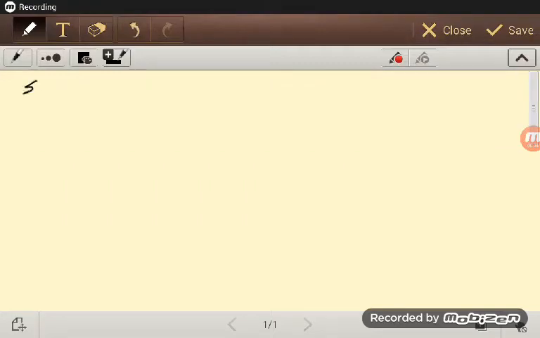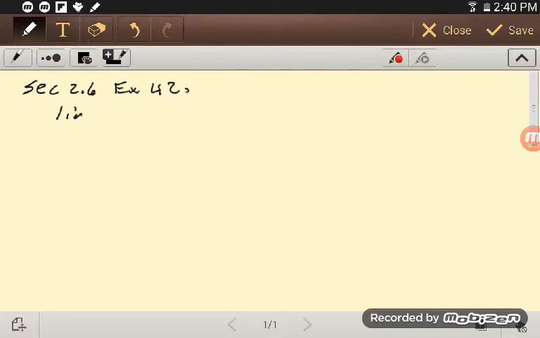So we'll take a look at section 2.6, exercise 42. This is linear versus angular speed.